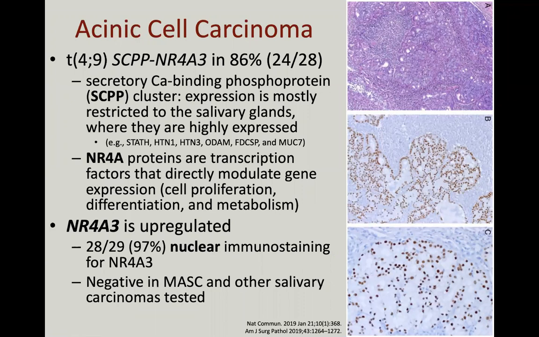Interestingly, even more recently, what was discovered is that a larger percentage of acinic cell carcinomas have the NR4A3 gene rearrangement, usually with the SCPP partner. And so NR4A3, again, is upregulated under the SCPP gene. And there is now an immunohistochemical correlate of NR4A3, where there is aberrant overexpression of NR4A3 in the nucleus of acinic cell, which has been negative in other tested tumors. So we do not have this here, but again, this is new. This is out there in the literature. So NR4A3 for acinic cell.